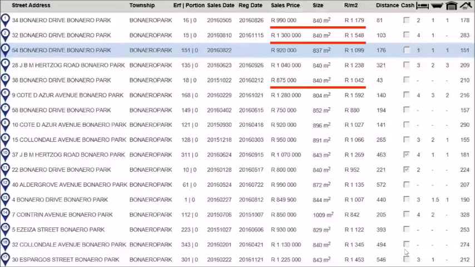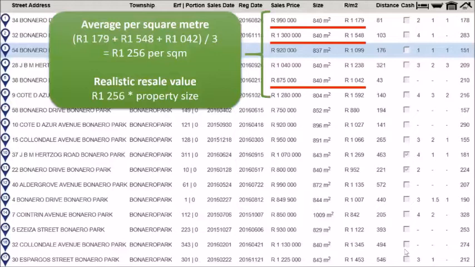Look at properties that are of similar size in the same sort of area. Find out what the average rand per square meter is for those 3, 4, whatever properties you're looking at comparing against. Then times that average meter rate by the size of the property you're looking at, and you're going to get a relatively accurate resale value. And that's then what you can use to compare to what the estate agent says and validate their assumptions.